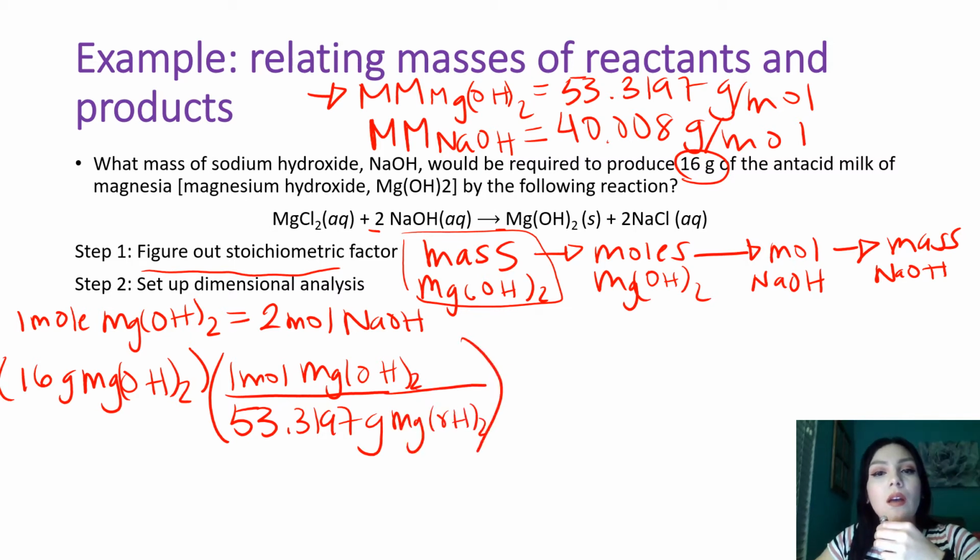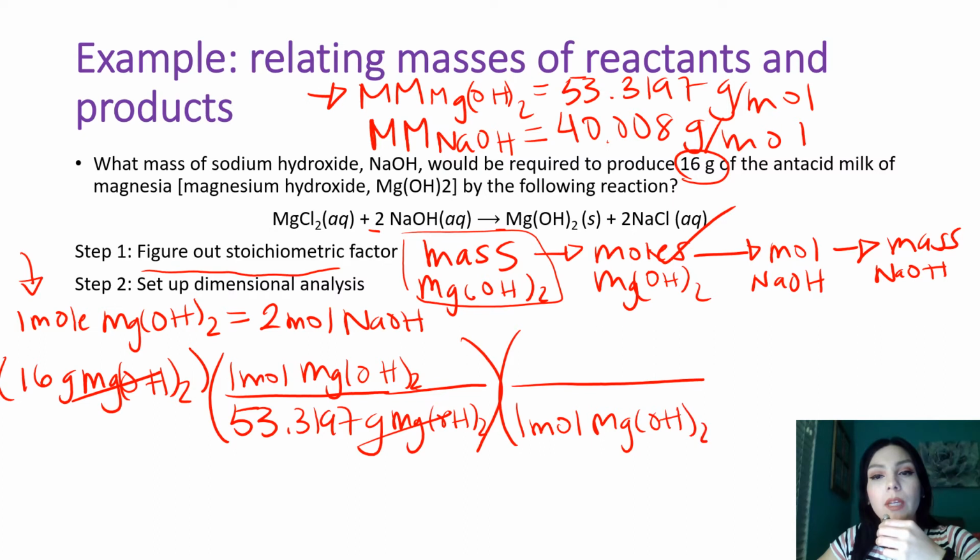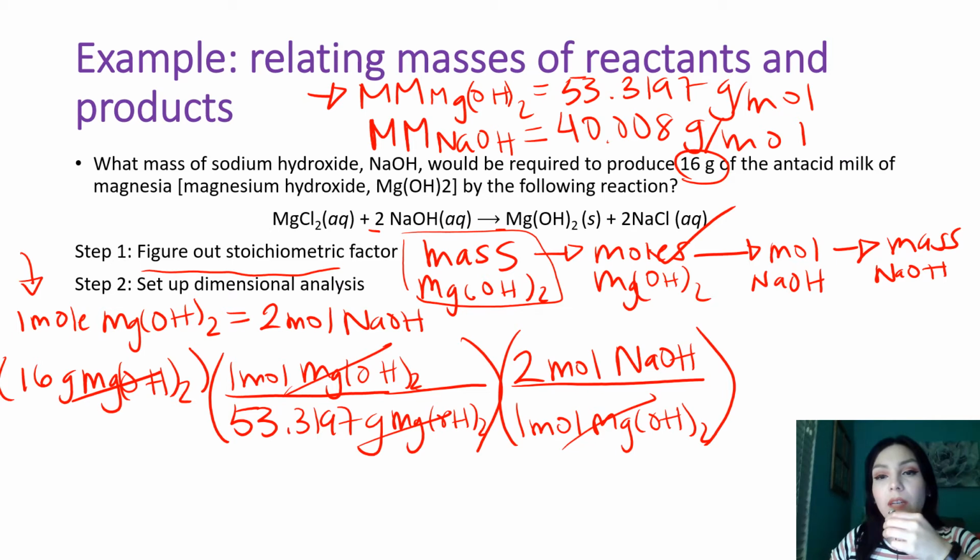Okay, so now we got grams out of the way. So now we're at moles of magnesium hydroxide. Now we need to get to moles of NaOH. And for this, we are going to use our stoichiometric factor. So 1 mole magnesium hydroxide reacts from, like it's formed from 2 moles of NaOH. And next I'm just going to set up the molar mass of NaOH, and then we're pretty much done.